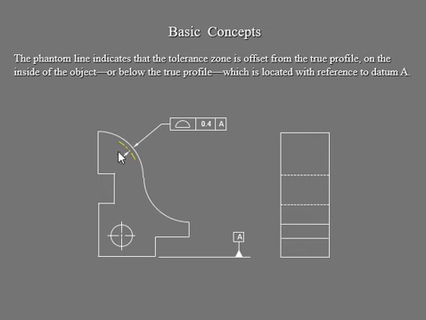Then we're going to move to the other side. The phantom line shows you the tolerance zone, which is offset from the true profile on the inside of that object. Here is your part, the body of the part, and you can see the phantom line inside of that part. So now it is below your profile surface, which is again located from your datum reference A.